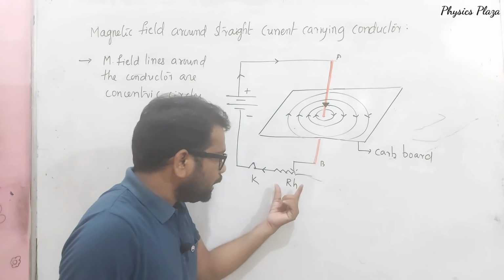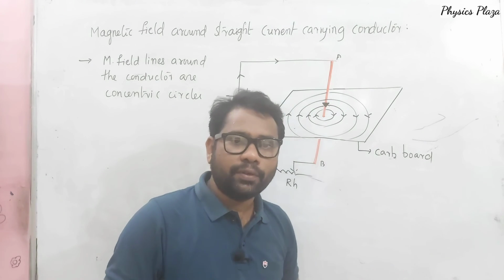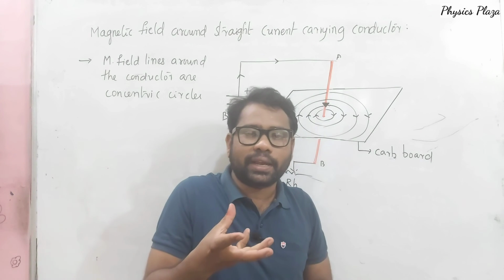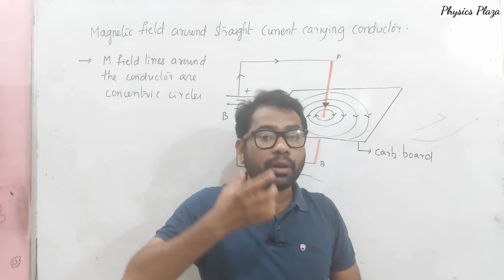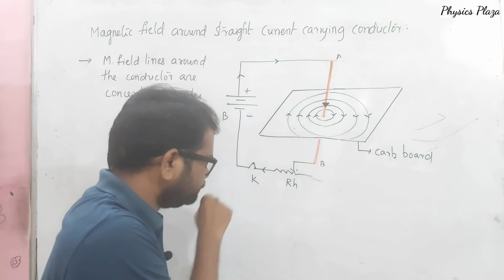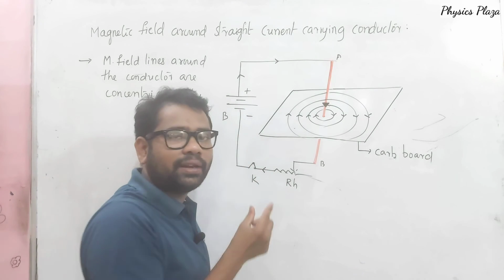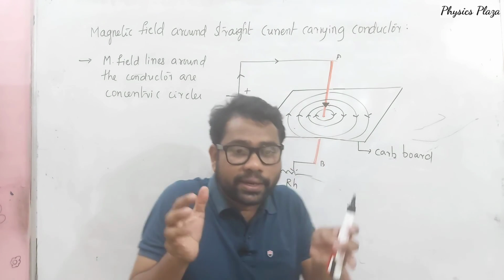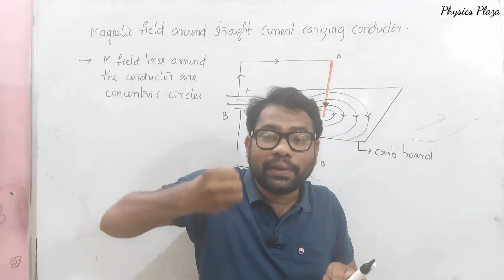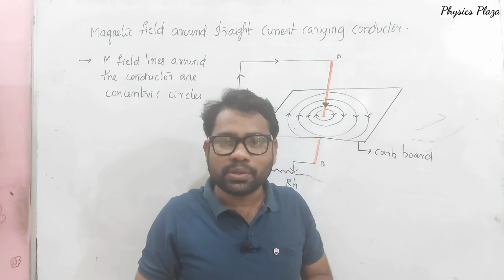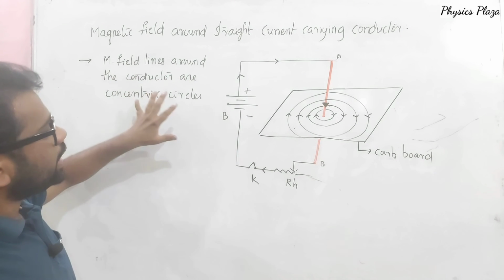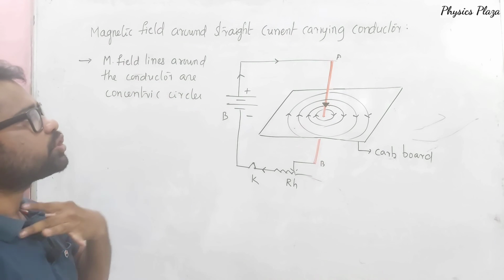And children, with the help of a rheostat, we can increase the current or decrease the current. For example, we are increasing the current. Then we know that when we increase the current, the magnetic field strength also increases. But how will we come to know that? Because the magnetic field is invisible. The moment we increase the current, we will notice that the magnetic field lines come very close. Means the density of the magnetic field lines increases. As the density of the magnetic field lines increases, the strength of the magnetic field also increases. Okay, children. So this is how the magnetic field lines will be around the current carrying straight conductor.